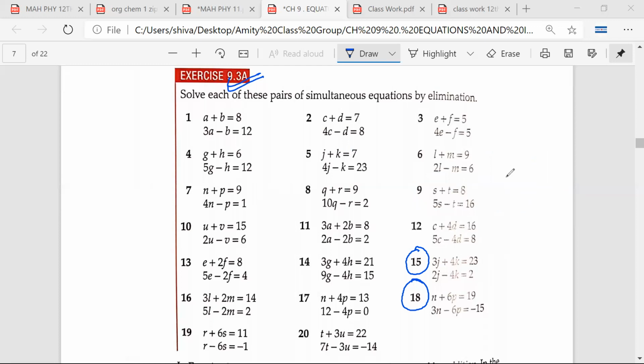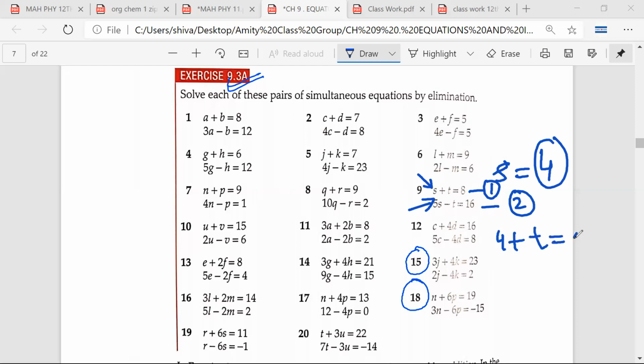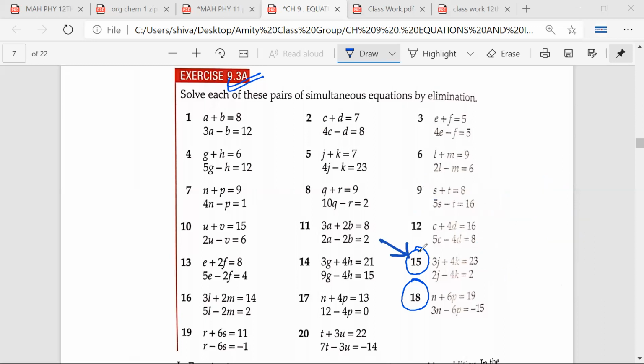Yes, sir. And once I have the value of s to be 4, then I can take this value of s, and I can put it either in this equation or in this equation. Sanviji, is it okay? Yes, sir. So for example, if I put this 4 in the first equation, this is the first equation, this is the second equation. If I put the value of s in the first equation, this will be 4 plus t is equal to 8. Therefore, t is equal to 4. Sanviji, is it okay? Yes, sir.